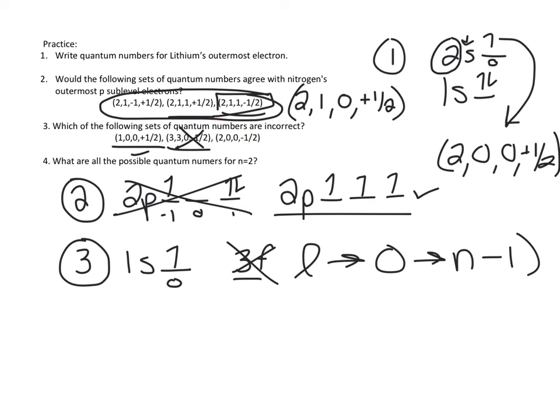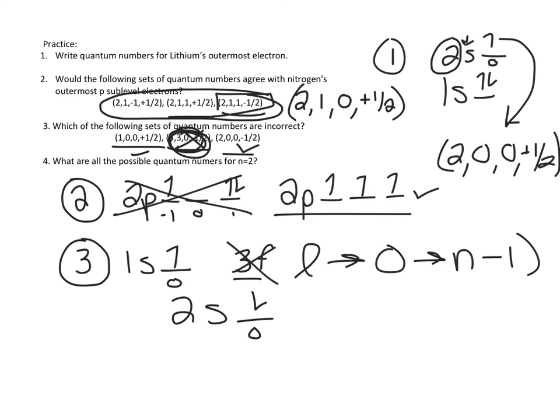Let's still check the last one to make sure that that's not incorrect as well. So I have a 2, S, line 0, negative 1/2. That one's good. That's a good set of quantum numbers as well. So the only one that was a problem was number 2. That one.